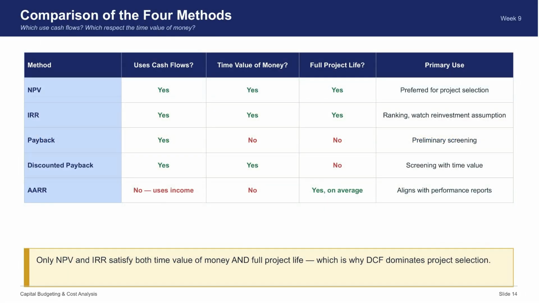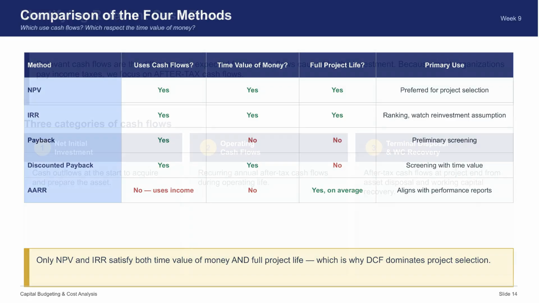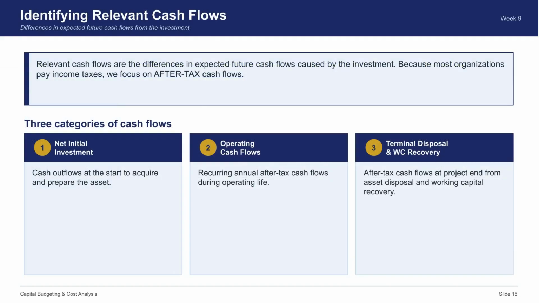Comparing NPV, IRR, payback, discounted payback, and ARR shows only NPV and IRR satisfy cash flow focus, time value respect, and full project life. Standard payback ignores timing and post-payback returns. Discounted payback fixes timing but still stops early. ARR relies on accrual income without discounting, fitting performance reports but missing cash flow rigor. Only incremental after-tax cash flows matter in capital budgeting.